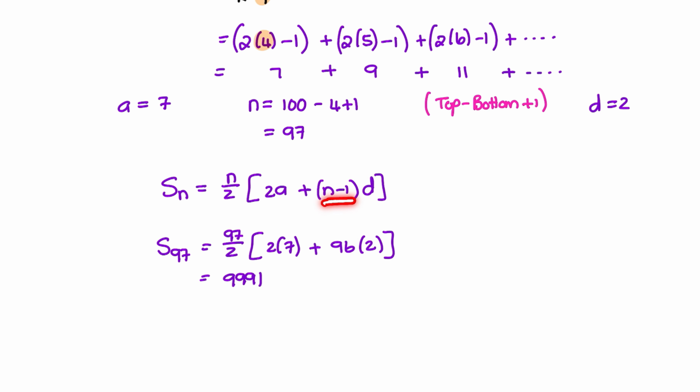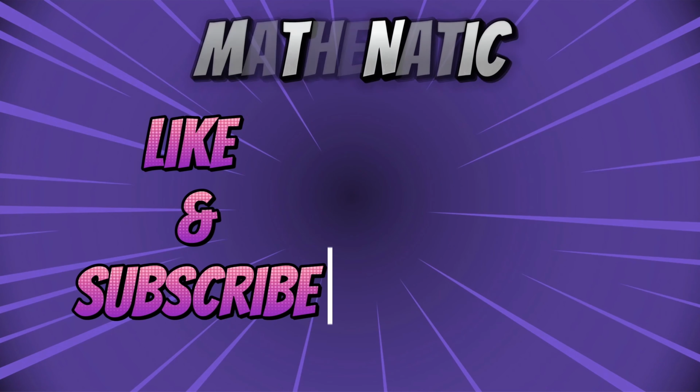Notice here, it's n minus 1, so the number of terms is 97, minus 1 is 96. So on the outside, we have our n of 97, but on the inside of the brackets, we have 96, because we have n minus 1. Then you can use your calculator to simplify this, and we have the value of that sigma expression as 9,991.